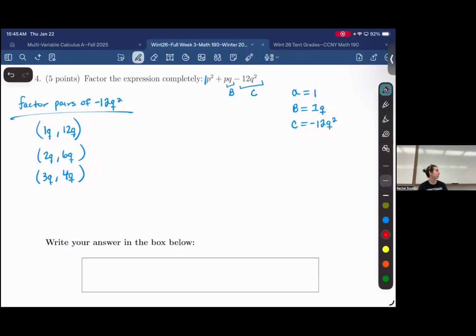Then last but not least, we're dealing with a negative Q squared, so we need a manipulation of negative numbers here. And so of the 3 pairs, how would we manipulate using negatives for it to add to positive 1? Exactly, negative 3Q and positive 4Q. So now knowing that, we can set up our answer to be, we have our P and our P, since our A value is 1, and then we fill it in with a minus 3Q and a plus 4Q, and that's it.